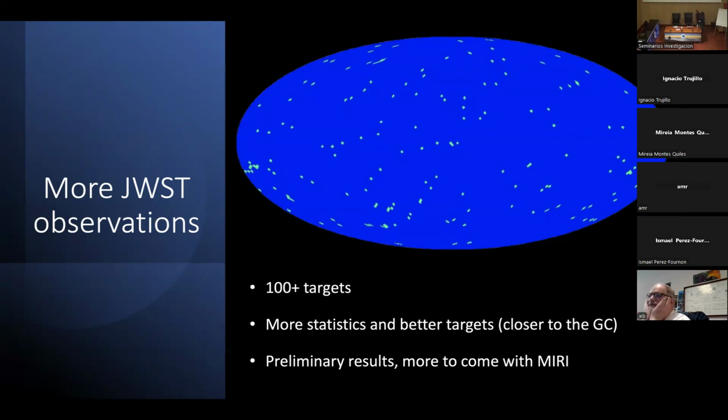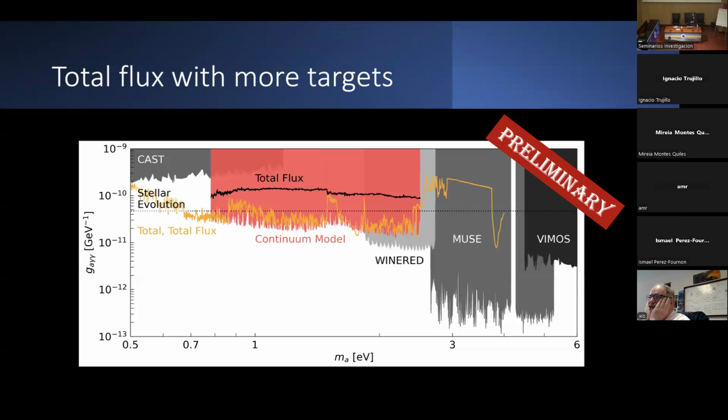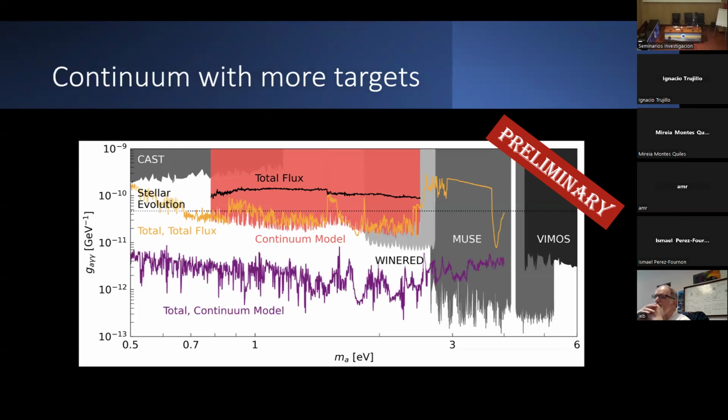These are preliminary results with NIRSpec. I plan to work also with MIRI as well. So in this case, the yellow curve is the one where I'm not making an assumption on the astrophysical background. So it's the equivalent of the black curve. And this is if I consider also the astrophysical background. So I can go down orders of magnitude. I'm constraining up to 10 to the minus 12.